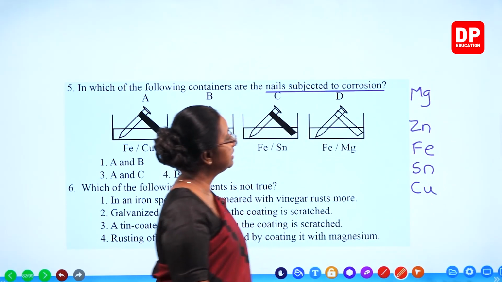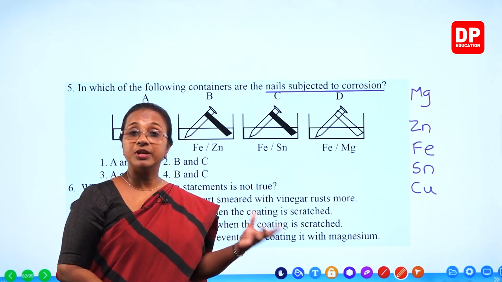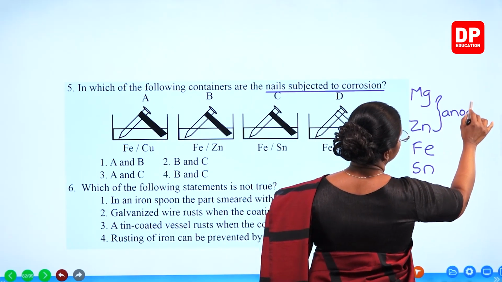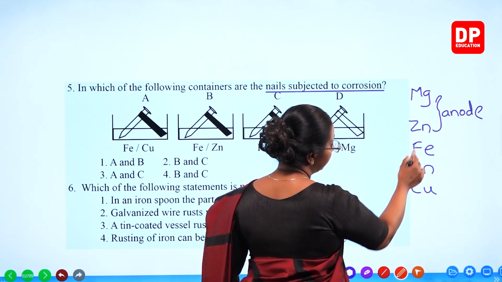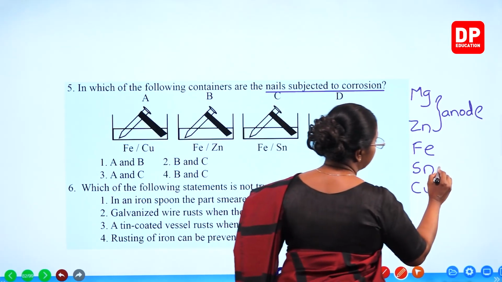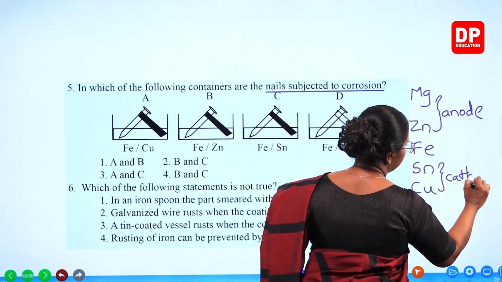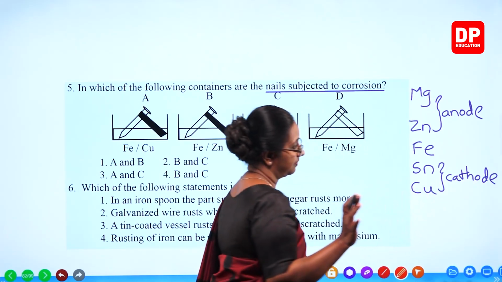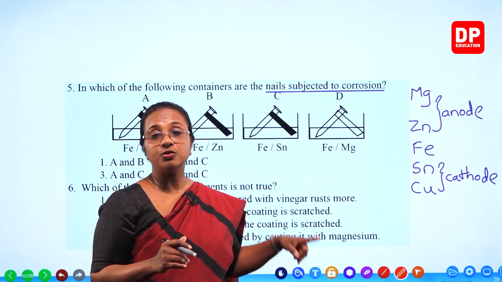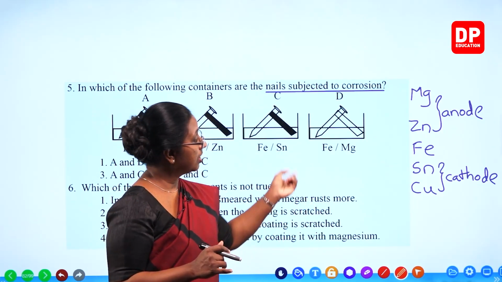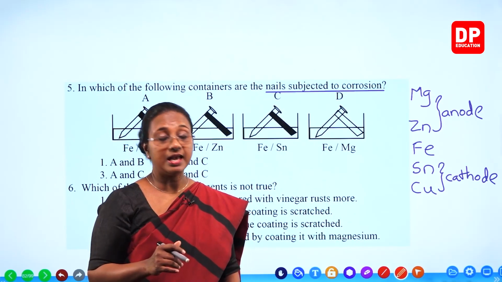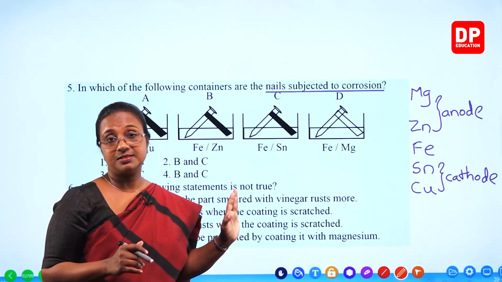So, when iron is in contact with magnesium or zinc, they are more reactive. These two act as the anode. But tin and copper, if they are in contact with iron, they are less reactive than iron. Because of that, they become the cathode. And iron will rust. So, when in contact with magnesium and zinc, iron is the cathode. Those metals are the anodes. Whereas tin and copper become the cathode, iron becomes the anode. So, their iron will rust.